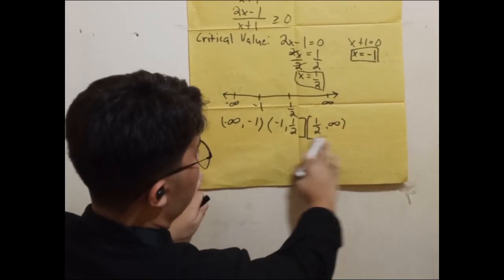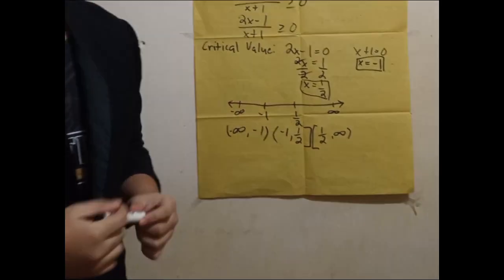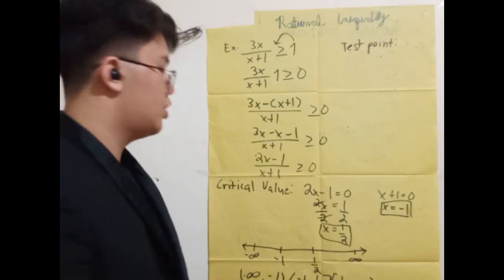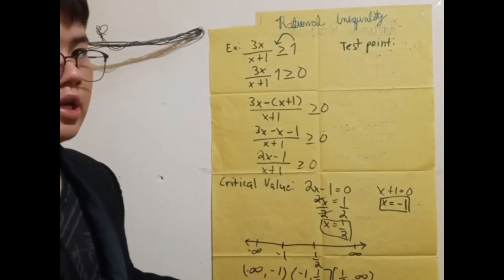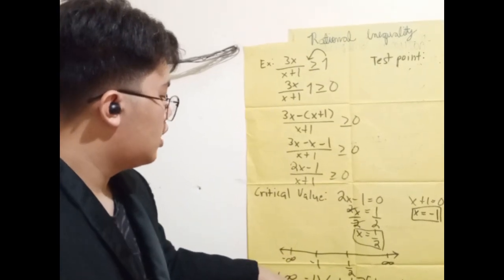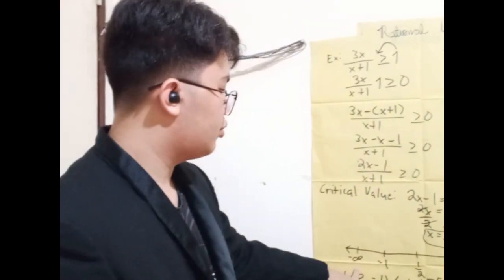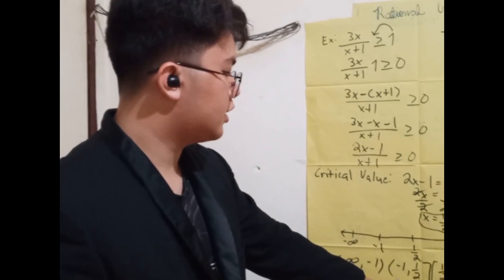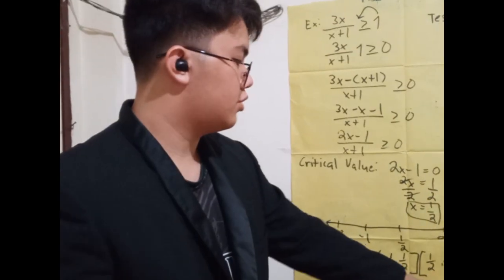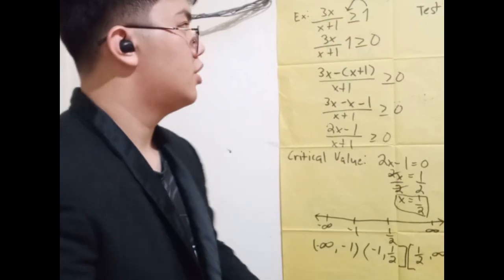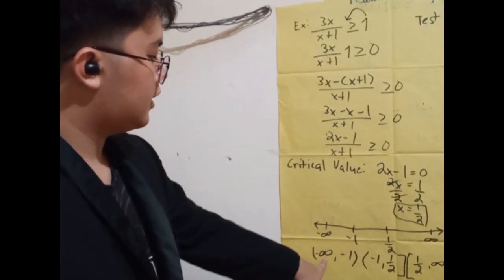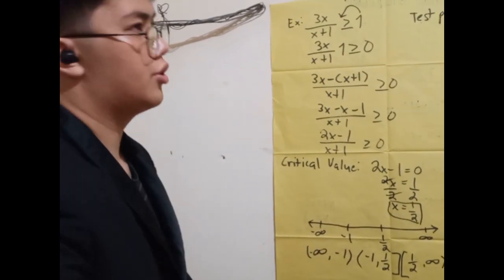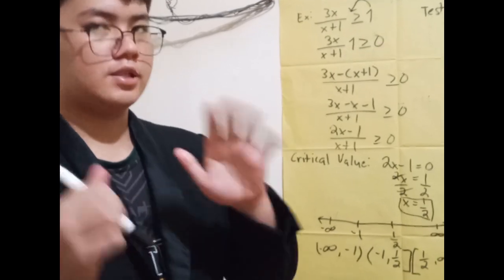So, here are your intervals. Here are the test points. Basically, you just need to choose a number between negative infinity and negative 1, then another between negative 1 and 1 half, and also between 1 half and infinity. Let's first try the interval from negative infinity to negative 1. Let's say we have x equals negative 2.